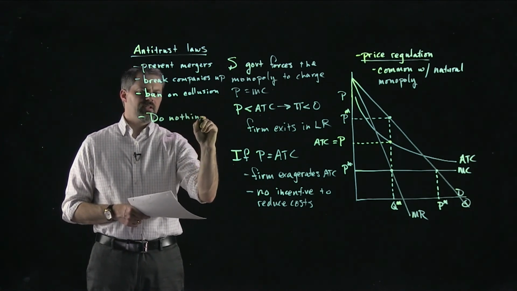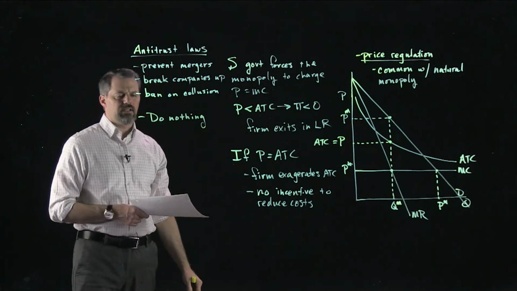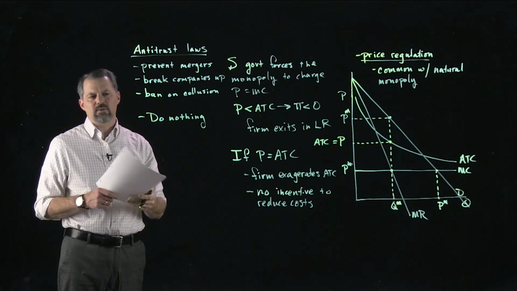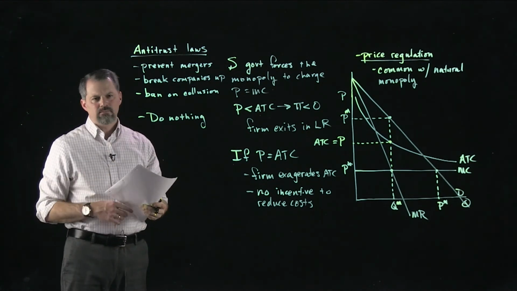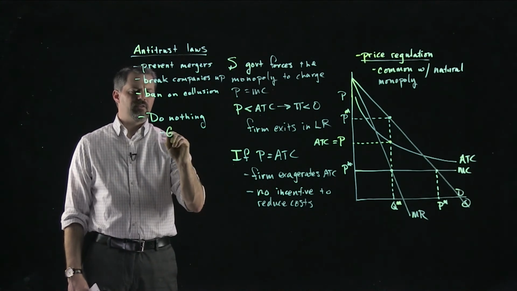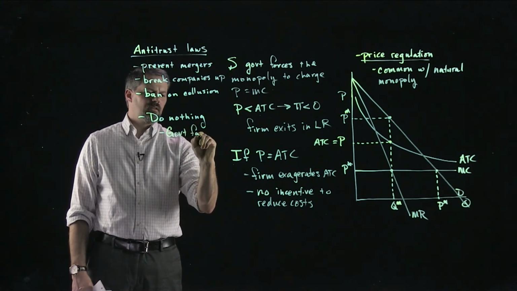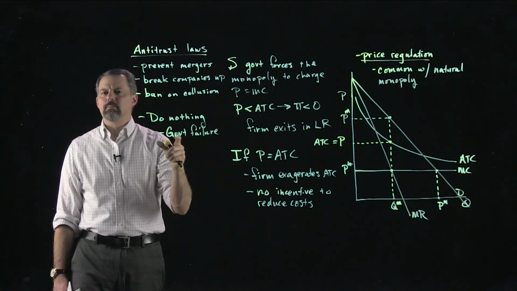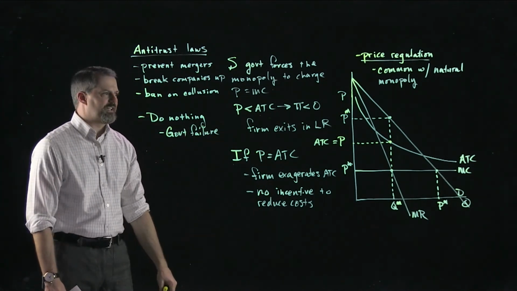That's one possibility, and there are probably a lot of situations where most economists would argue that the government probably should do nothing, and that the reason there is that government failure can often impose costs that are bigger than the deadweight loss they're trying to fix.